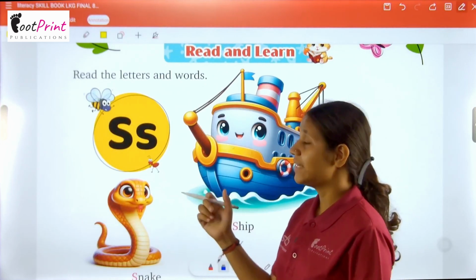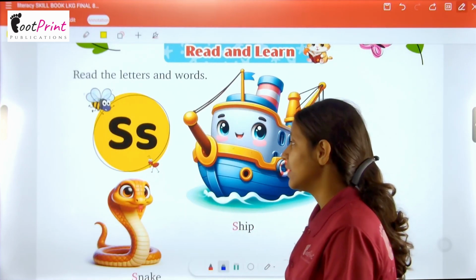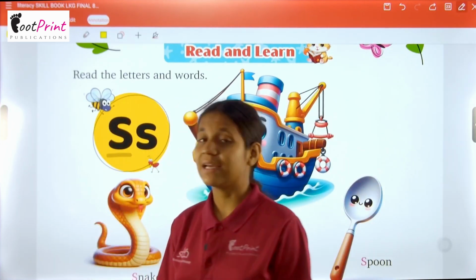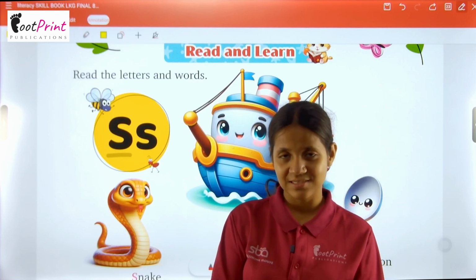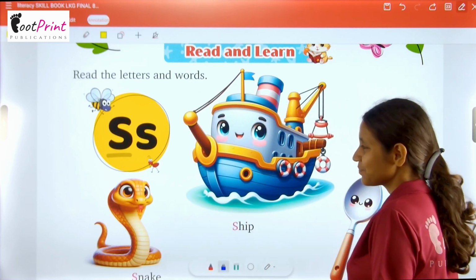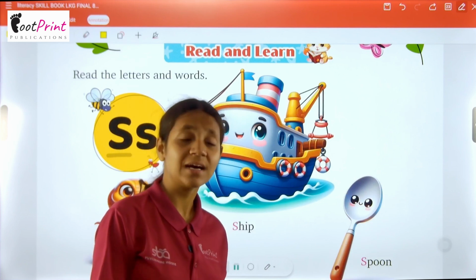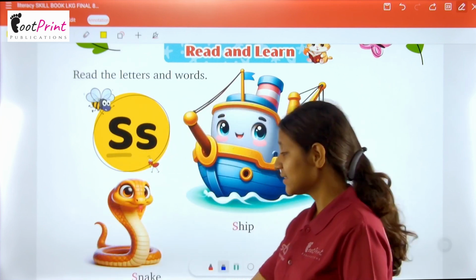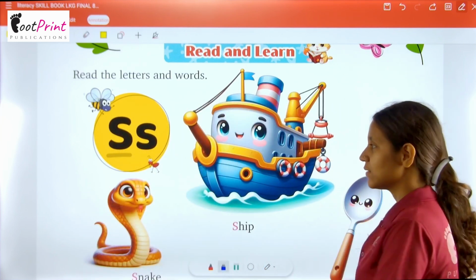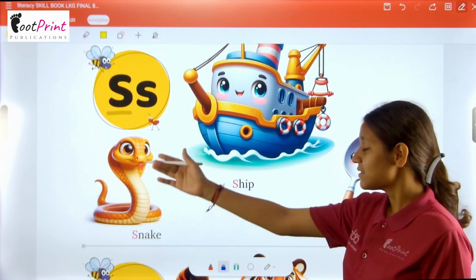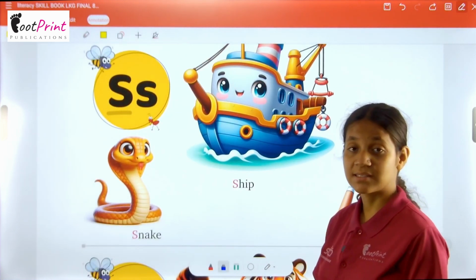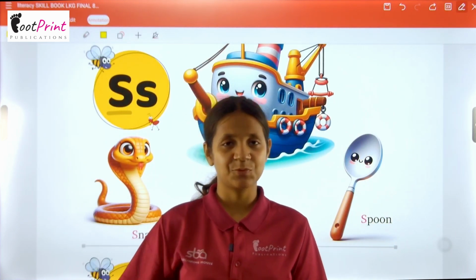Now we have read and learn. Firstly, we read the letters and words. Here we have the first letter, that is S. And S says ship. S says spoon, with which we eat food. And S says snake. So what S says? S says ship, S says snake, S says spoon.